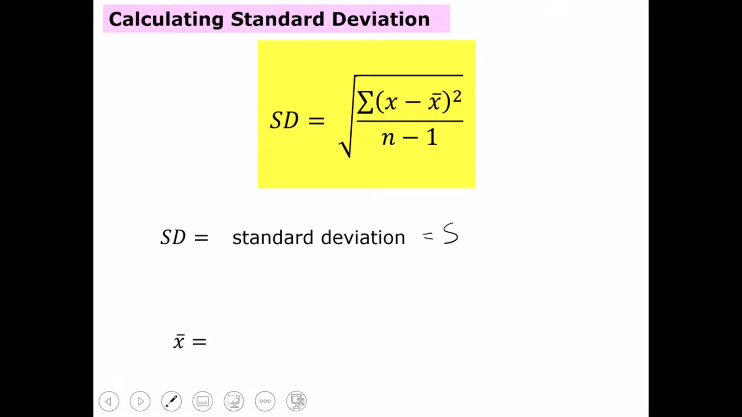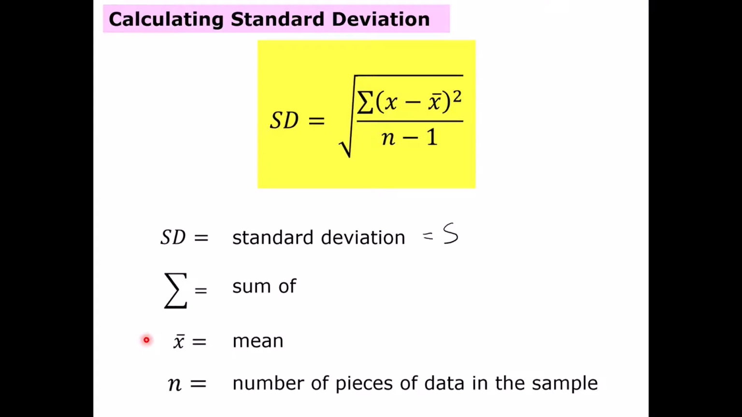And then we have this funny little looking symbol here. This actually means the sum of. So in our formula here, we've got the sum of all of this added up and then squared, so all of these terms squared and added together. And this symbol, we call it X bar. X bar represents the mean. And last thing, N represents the number of pieces of data in this sample.